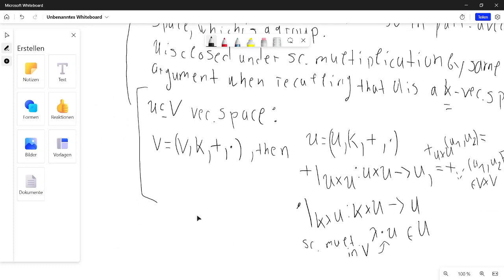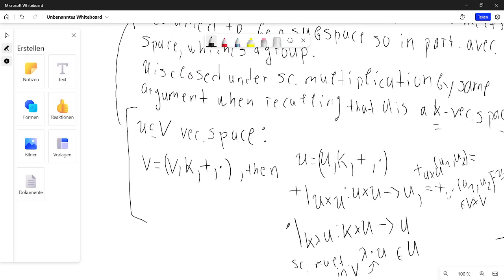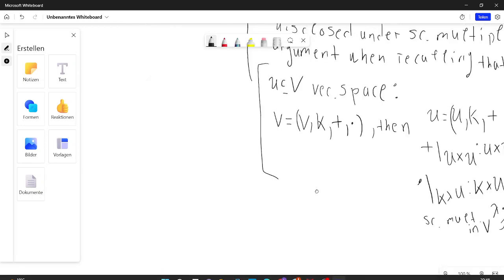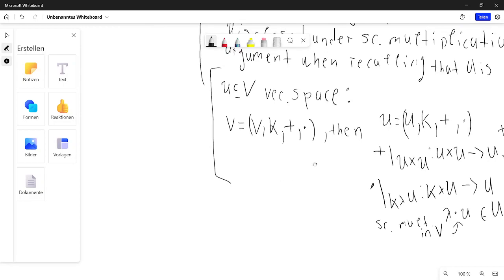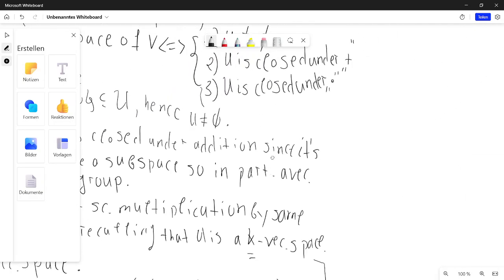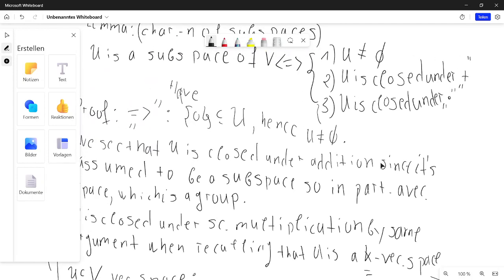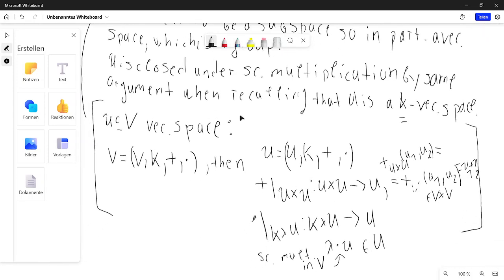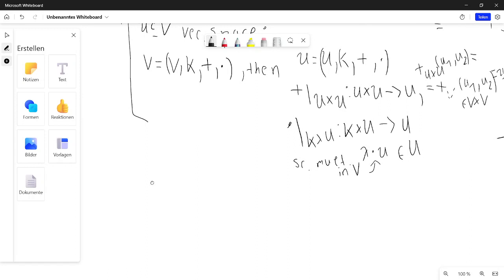All right. What do we have to prove next? Well, we have proved the three properties. We have proved that our subspace, if we assume that to be a subspace, is non-empty, closed under addition, and closed under scalar multiplication. Now do the more interesting part. Not interesting, but more interesting at least. Now we assume the three properties, and we have to show something more.